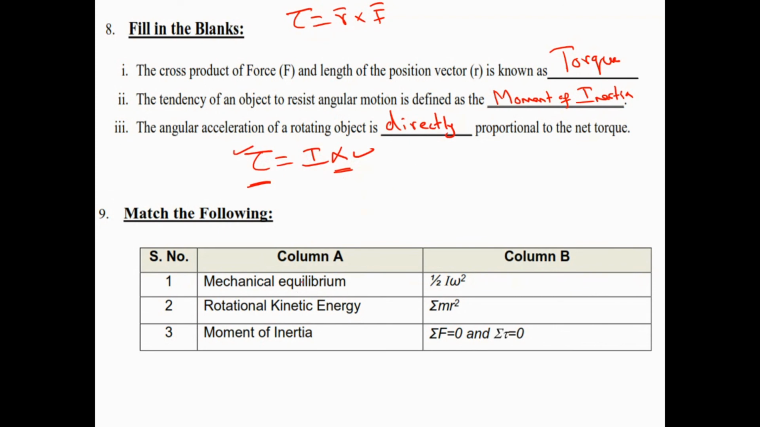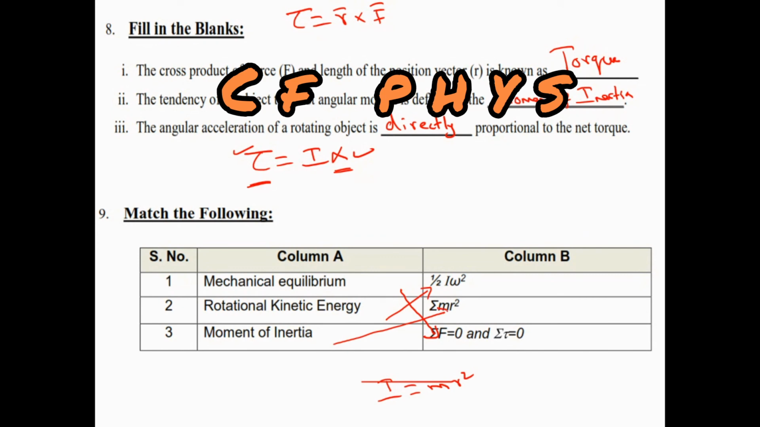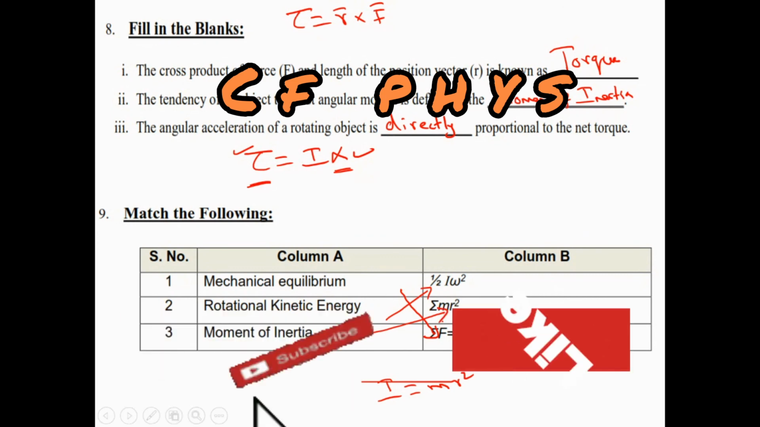Understand? Okay, now we have to match the following. So mechanical equilibrium: if you want to make an equilibrium condition, the net force and the net torque should be equal to 0. Rotational kinetic energy, as we already studied, the formula is half I omega square. So the answer for the second one is half I omega square. And then we have to answer this moment of inertia. We already studied the formula for moment of inertia: I is equal to m r square, right? So the answer for the third question is this one. Clear? That's it.